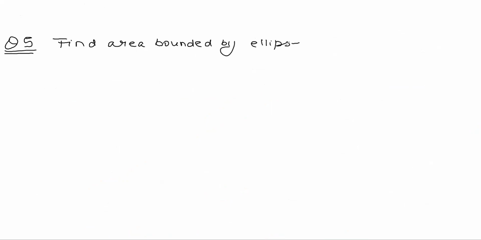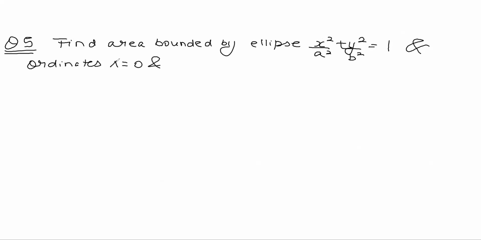So let's look at this question. Question 5. Find the area bounded by the ellipse x square by a square plus y square by b square equal to 1, and the ordinates x equal to 0 and x equal to ae, where we are given that b square is equal to a square into 1 minus e square, and e is less than 1.